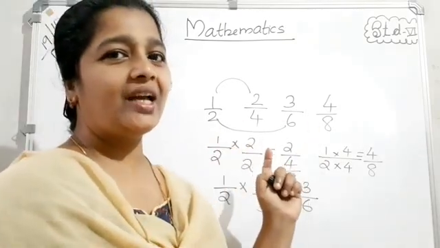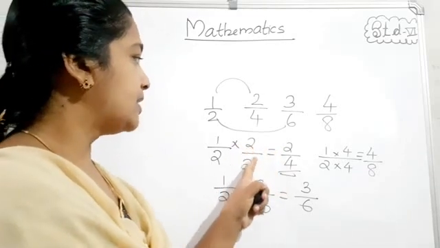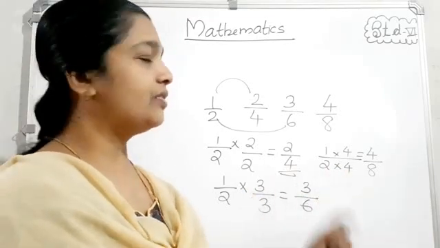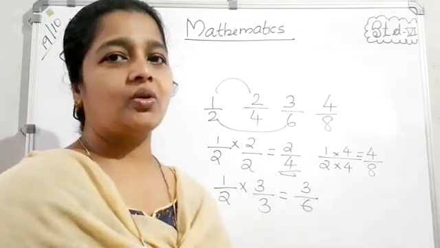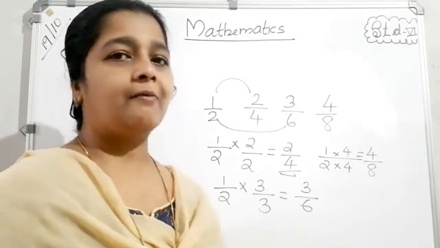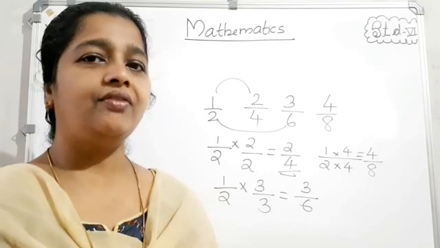All of you got the idea about this one? Yes. So here first one, same number 2 by 2, second 3 by 3, and third one 4 by 4. So these are equivalent fractions. From the picture or from the figure you can easily understand these are equivalent fractions.